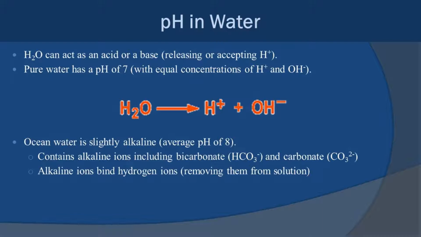Now about the ocean. Ocean water is slightly alkaline. Its average pH is about 8. This happens because it contains alkaline ions, including bicarbonate and carbonate. These ions bind hydrogen ions and remove them from solution, thus making the pH higher, and thus decreasing the concentration of hydrogen ions.